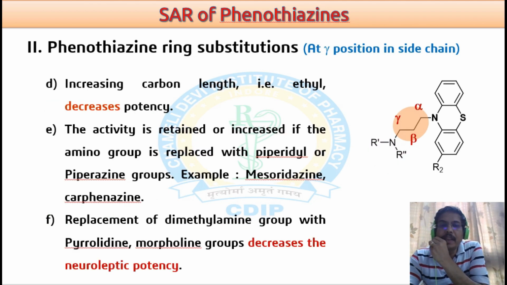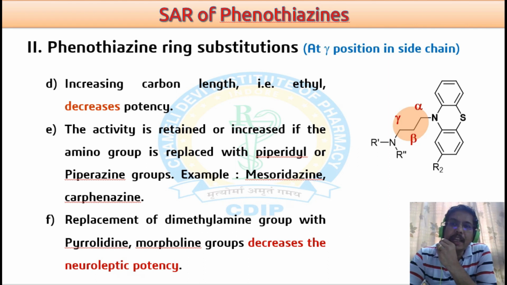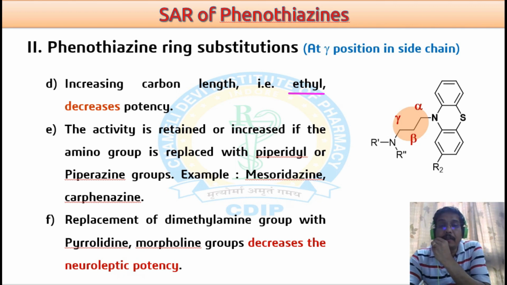Then if we change the carbon length on the terminal amino group, meaning if we change the R or R prime to an ethyl moiety, then definitely the activity decreases for the antipsychotic one, but it increases for antihistaminic and anticholinergic types of activity. It's like the anti-muscarinic one.